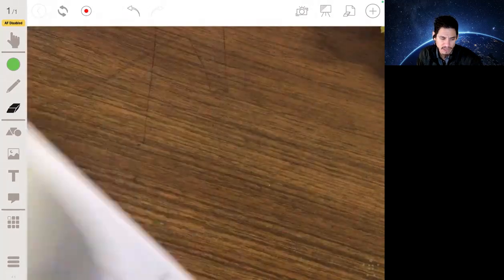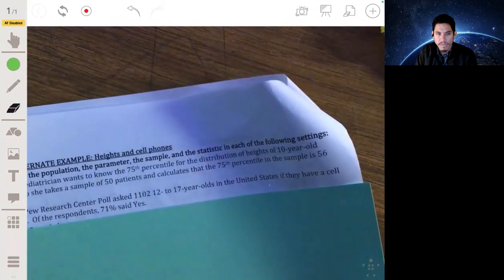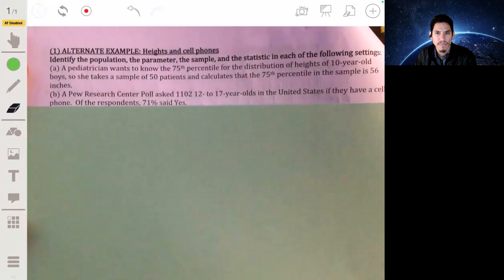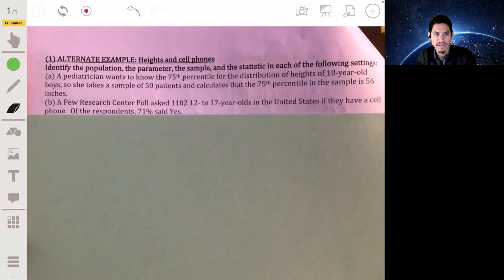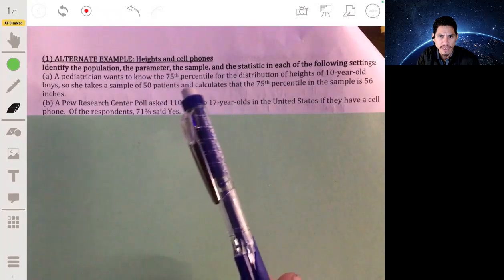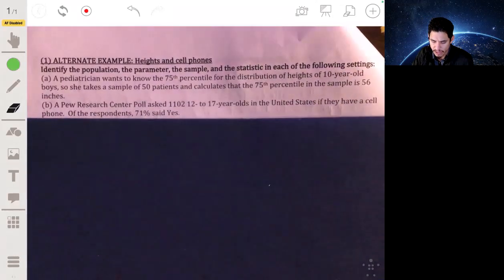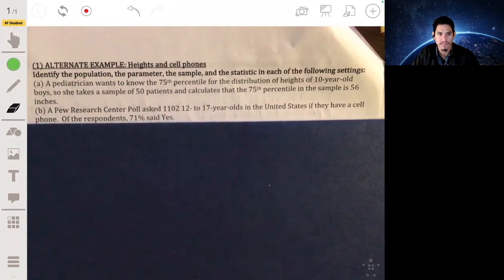Okay, so let's go over practice problems. It's always the best way to really understand this stuff. We're going to look at two different settings, and in each setting, we're going to identify the population, the parameter, the sample, and the statistic. So we want to identify 4 things. Now I don't know why the screen turned all red. I think it's green. Yeah, there we go.